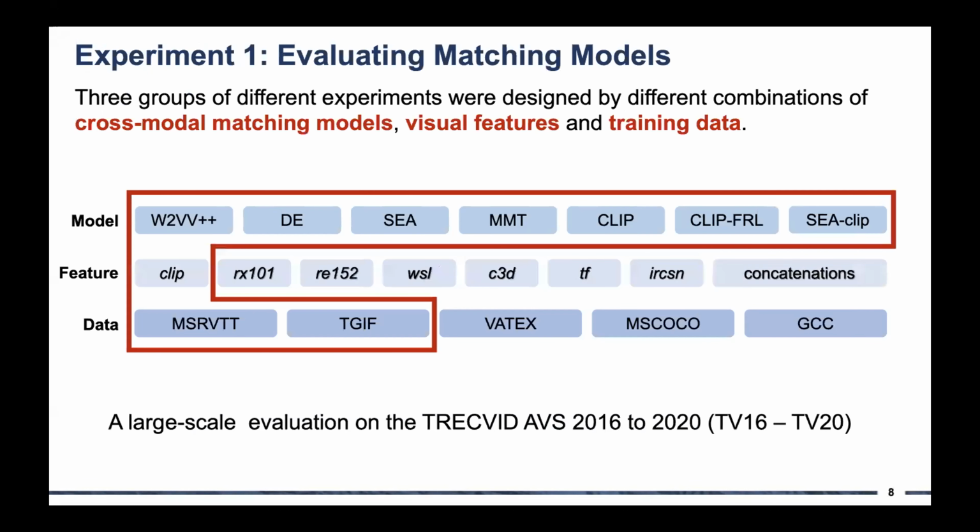An exhaustive combination of the varied models, features, and training data is conventionally prohibitive, so we have to be selective about the choices of AVS solutions to be evaluated. As for experiment 1, in order to compare different models, we use CLIP as the fixed feature for its effectiveness and efficiency. MSRVTT and TGIF are the training data.